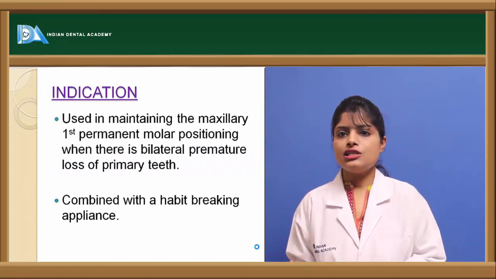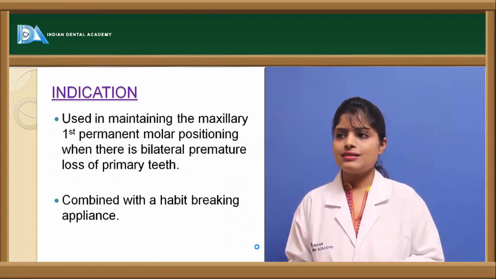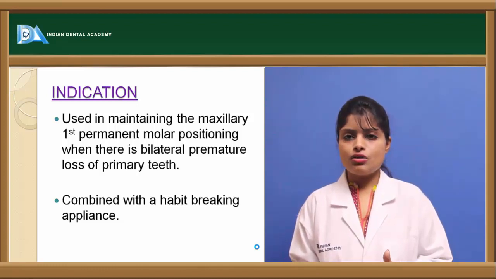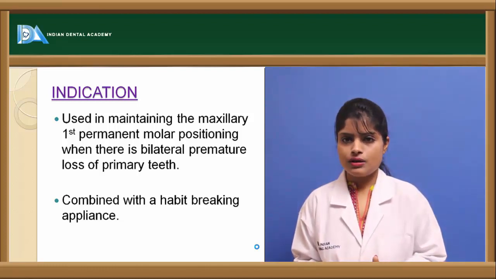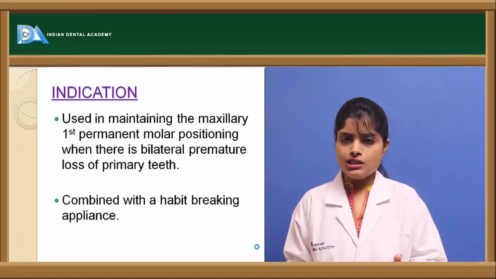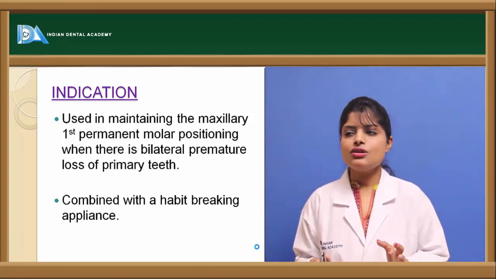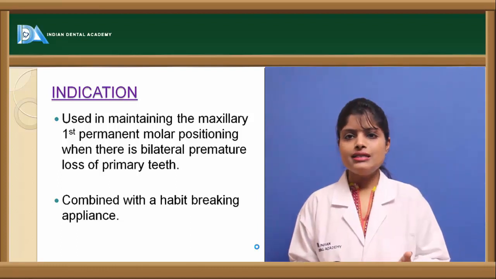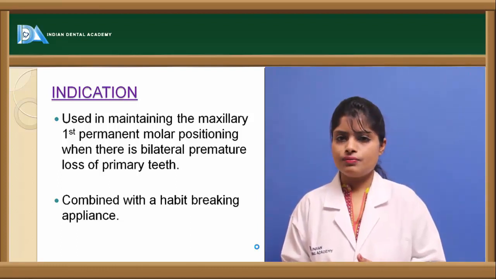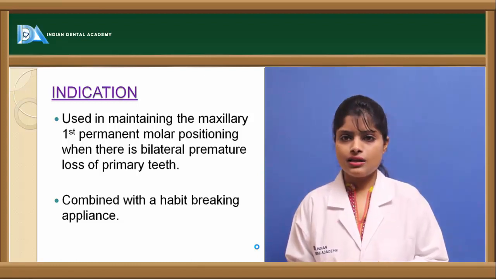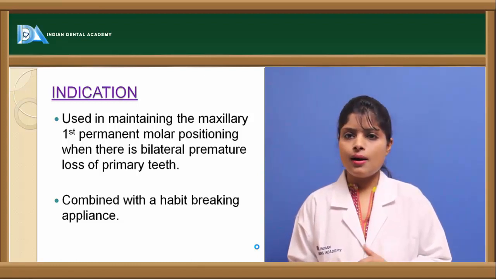The major indication of this type of appliance is in maintaining the arch perimeter of the maxillary arch, if the first permanent molar is in position and when there is bilateral loss of the primary teeth in the maxillary arch. It can also be combined with a habit-breaking appliance in the case of thumb sucking.